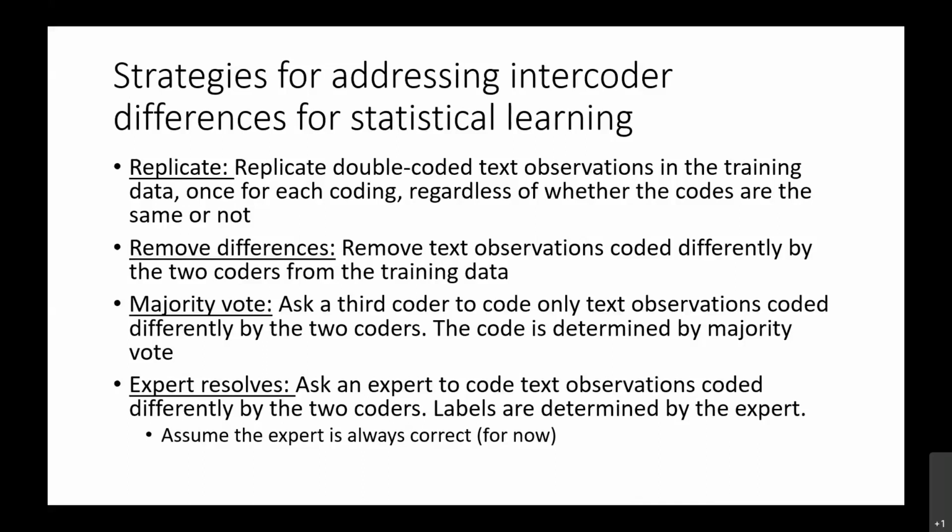Then I have remove differences, which means, well, I'm suspicious of answers where the coders disagree, and I simply remove them from the training data. Third, there's majority vote. If any disagreements arise, and they do, then I employ a third coder who casts another vote, and then it is determined by majority vote. Expert resolves is very similar, except that the third coder is an expert who is very likely to be right, and is also much more expensive. Here we assume that the expert is always correct. That is an assumption, but that works well for the simulation, and it doesn't destroy the conclusions.